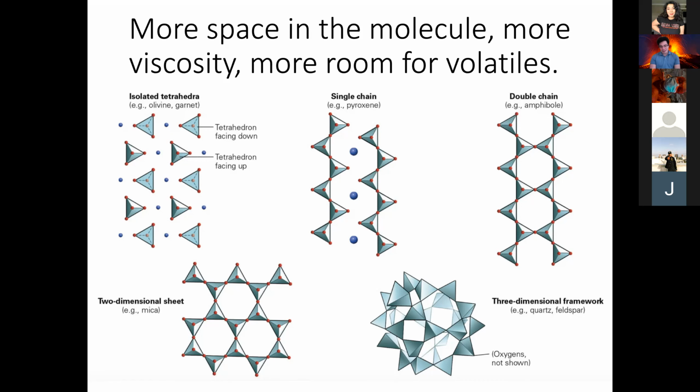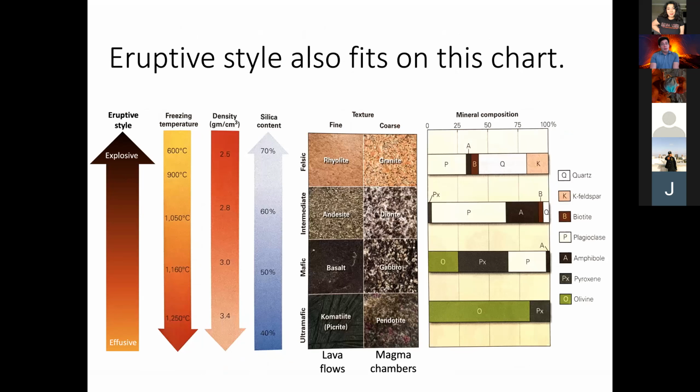But yeah, so this is important. And so with that in mind, eruptive style very much also fits onto this chart that we went over last time. So if you remember, a lot of things are correlated in igneous rocks.